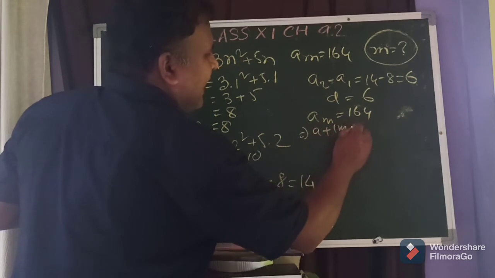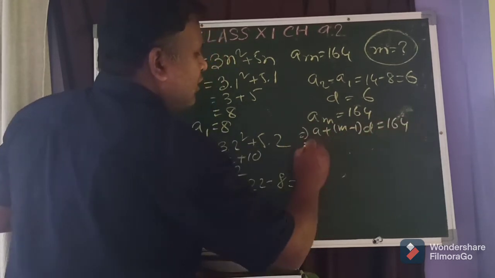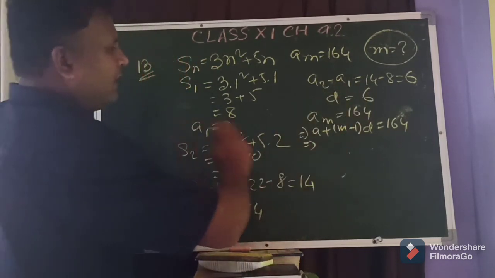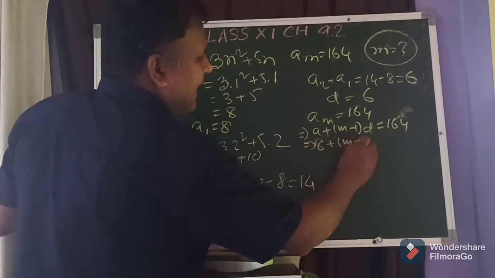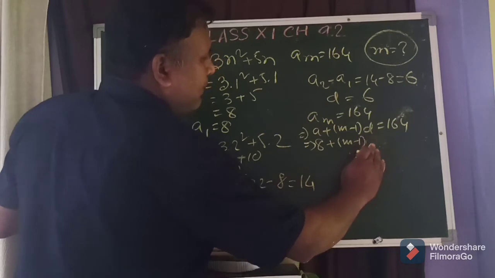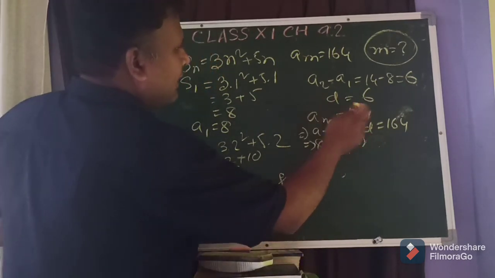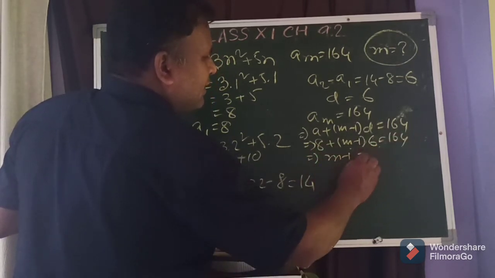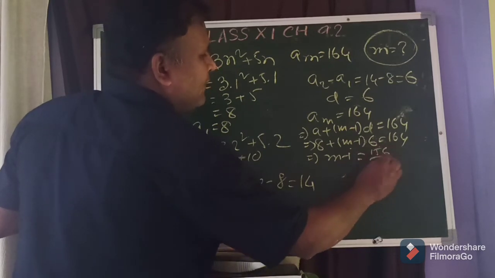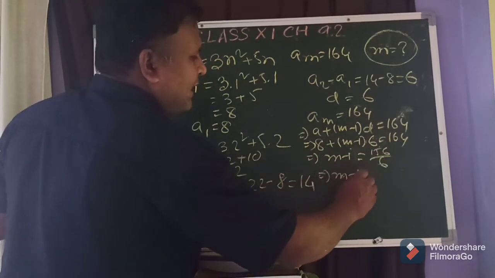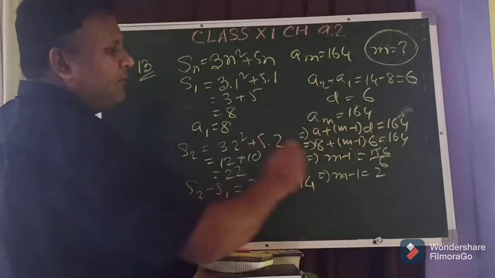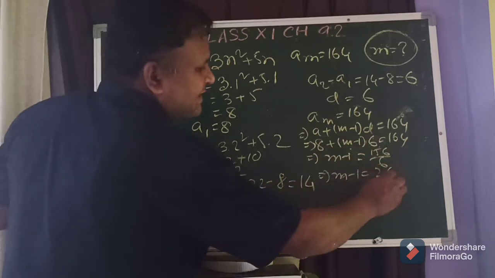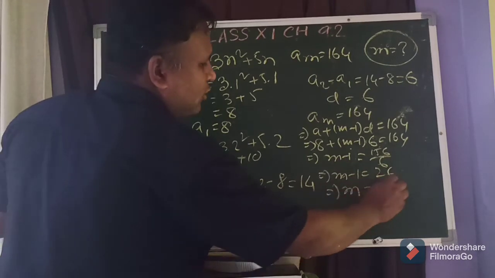So am is a plus m minus 1 into d is equal to 164. Putting the value of a, a is equal to 8, the first term, 8 plus m minus 1 into d, and d is 6, is equal to 164. Then m minus 1 is equal to 164 minus 8, that is 156, by 6. So m minus 1 is equal to 26, since 6 6s are 36, so the value of m is equal to 27.